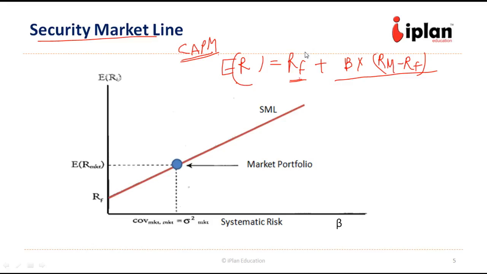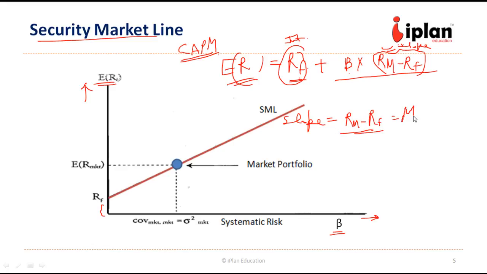So if RF is the intercept of the straight line right here and beta is on the x-axis, and the return, ER, is on the y-axis. So this is y, this is x, this is the intercept. So automatically RM minus RF is our slope. So for this line, slope is simply RM minus RF, which is the market risk premium. So we can use the same formula and find out the value of expected return for a particular security.